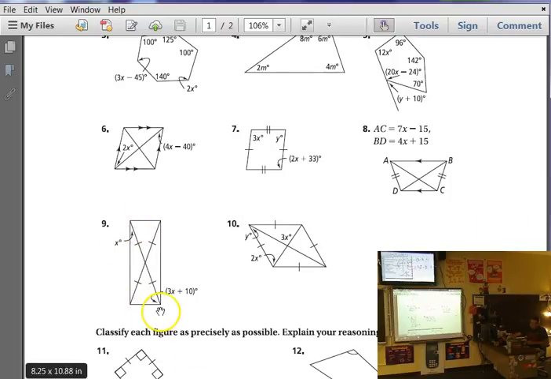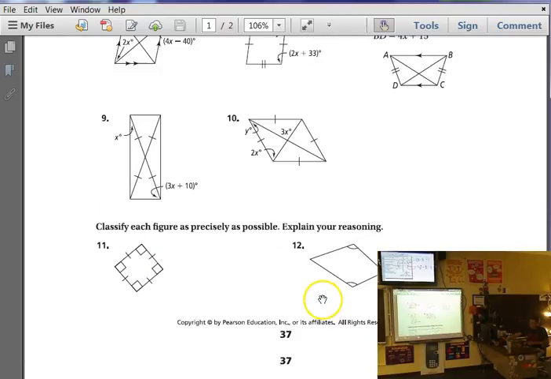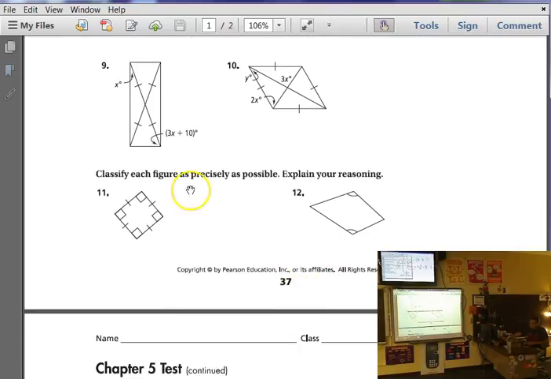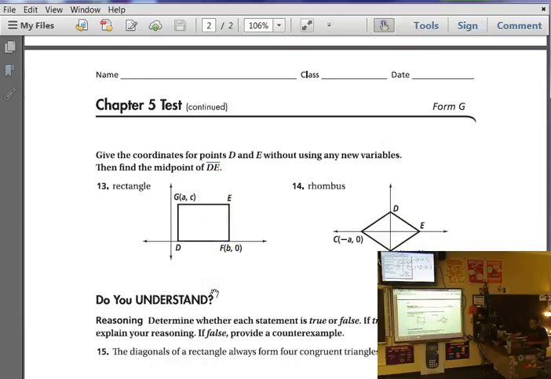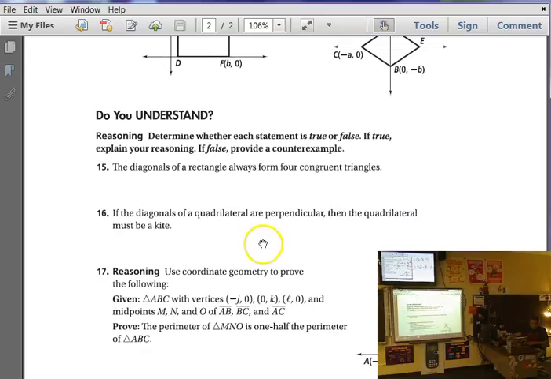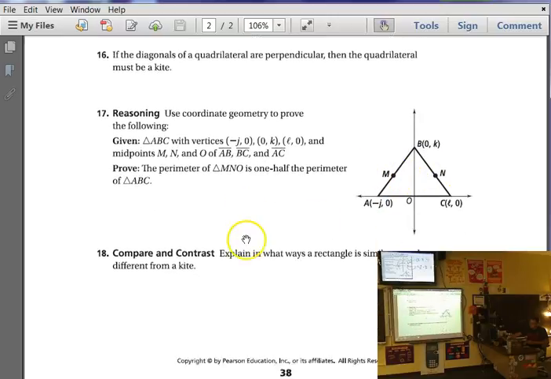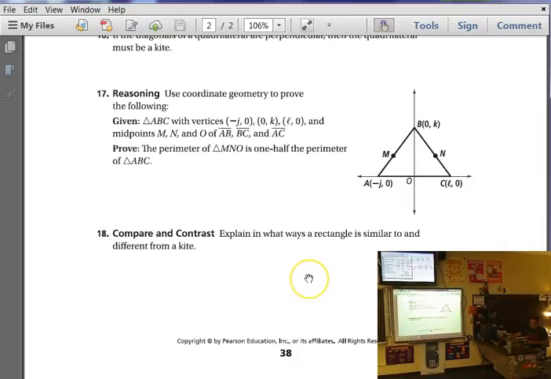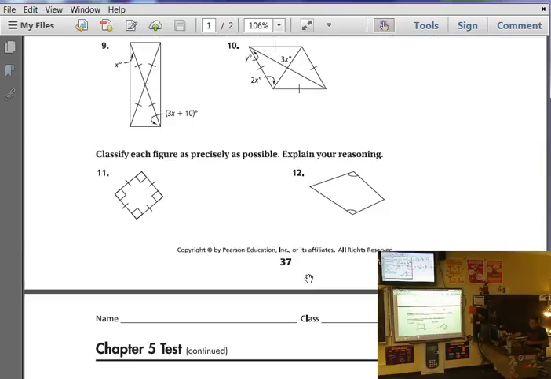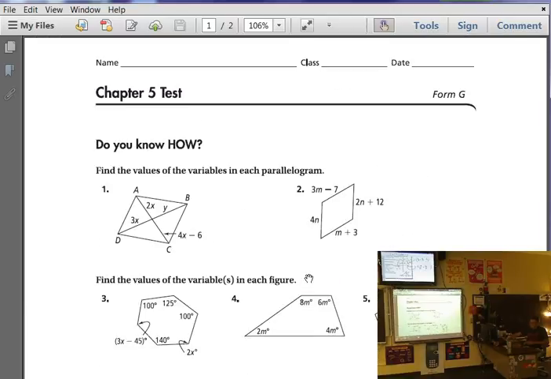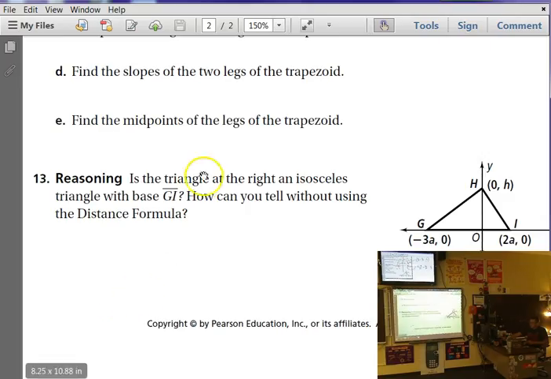Here, you can look at this as the parallel lines, or you can look at it as the right triangle. That's kind of a huge hint. Classify the figures precisely. Find the coordinates. This is your coordinate geometry work. Determine true or false. If false, provide a counterexample. If true, explain why. More coordinate geometry, finding the midpoint there. And explain ways a rectangle is similar and different from a kite. Not too bad. No crazy proof questions. None of that. So that's what you can expect.